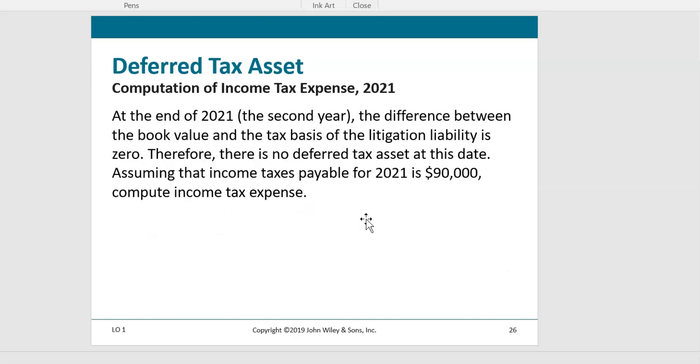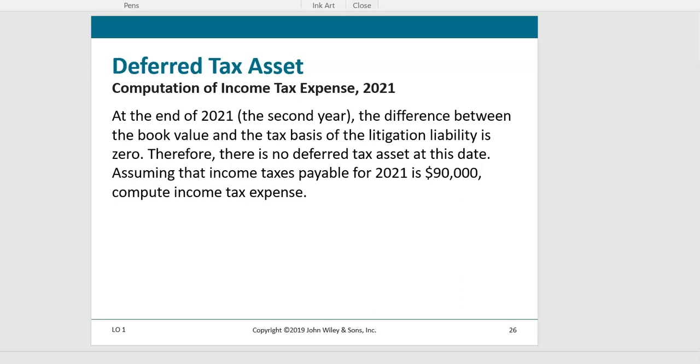At the end of 2021, the end of the second year when this timing difference reverses, the difference between the book value and the tax basis of the litigation liability is zero. Therefore, there's no deferred tax asset on this date. So we need to reverse that out. Assuming that income taxes payable for 2021 is $90,000, compute income tax expense.